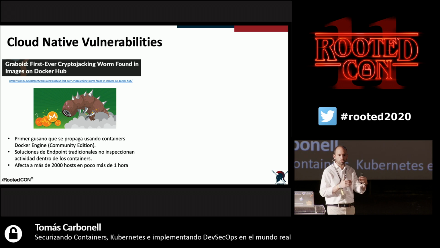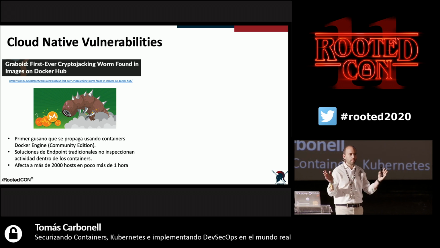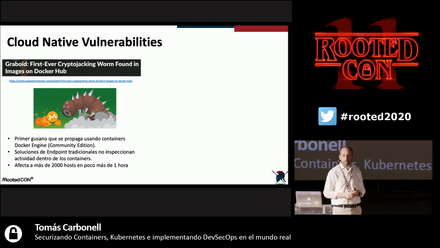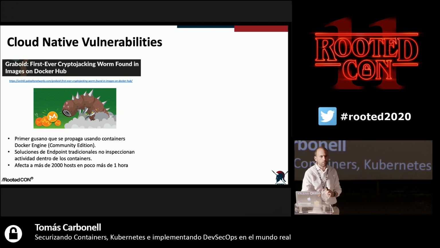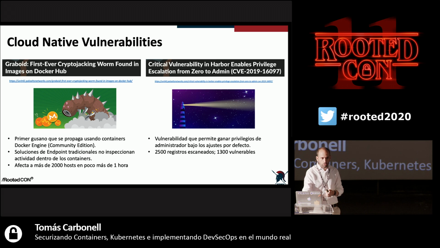Those images, they do not look at the runtime, they look at hosts. What happens within containers is not analyzed. In this case, regarding speed, it affected 2,000 hosts during the first hour of life.